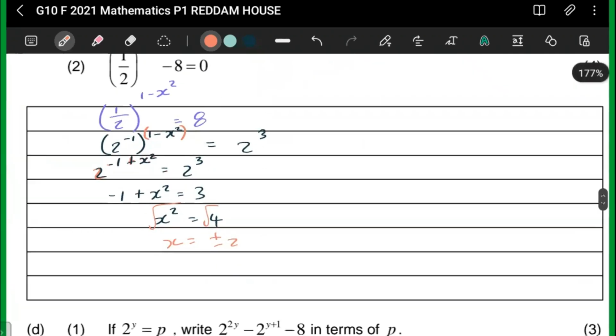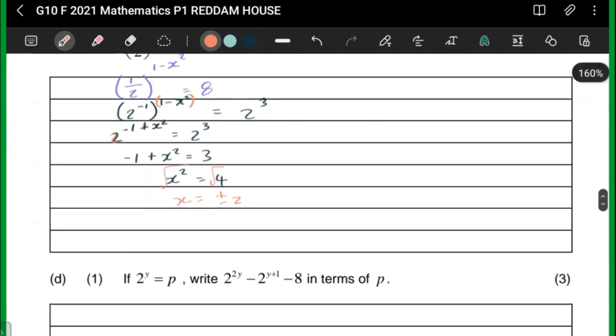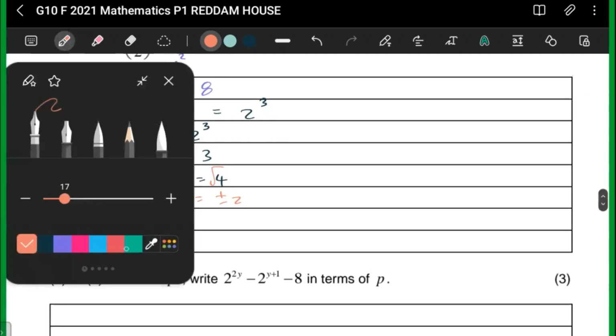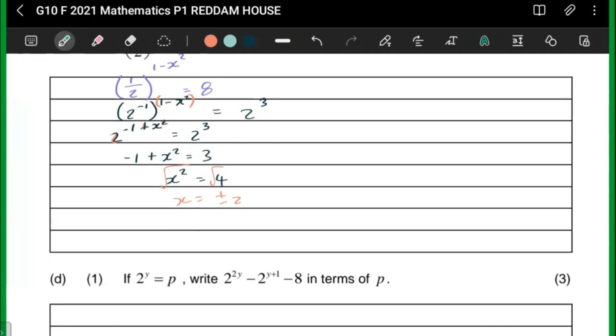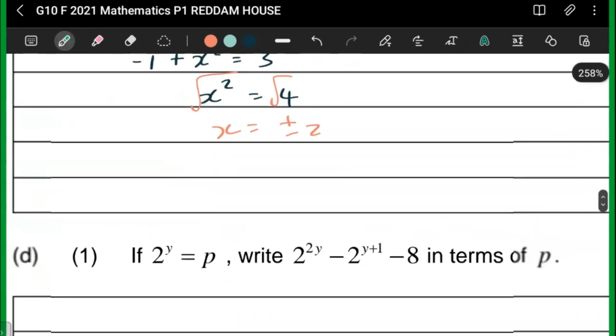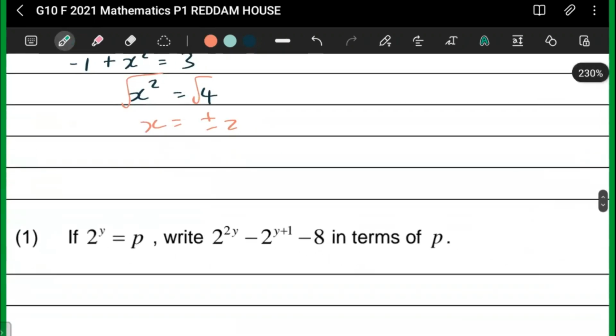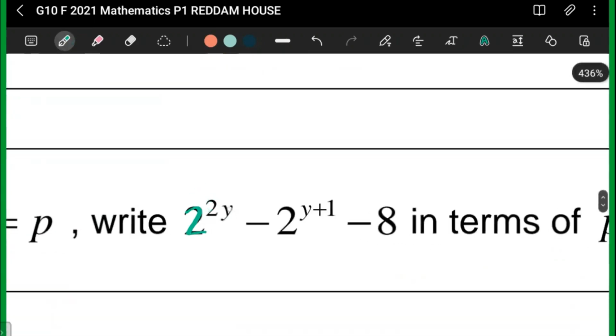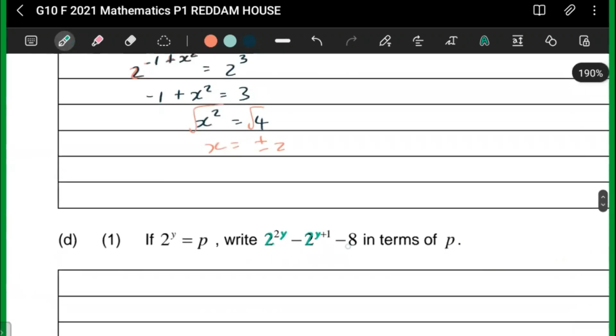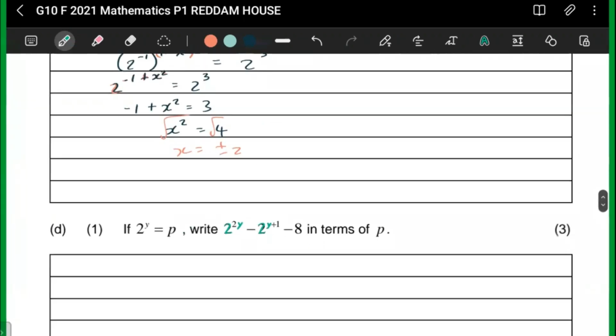So let's move on to D. Moving on to something like D, right? We have to keep things nice and slow, as we said. So always look out for things that stand out. Like here, they're saying 2 to the power of y is p. Here you can see there's 2 to the power of y technically. And then also here, 2 to the power of y as well. Then they said write this in terms of p for only 3 marks.